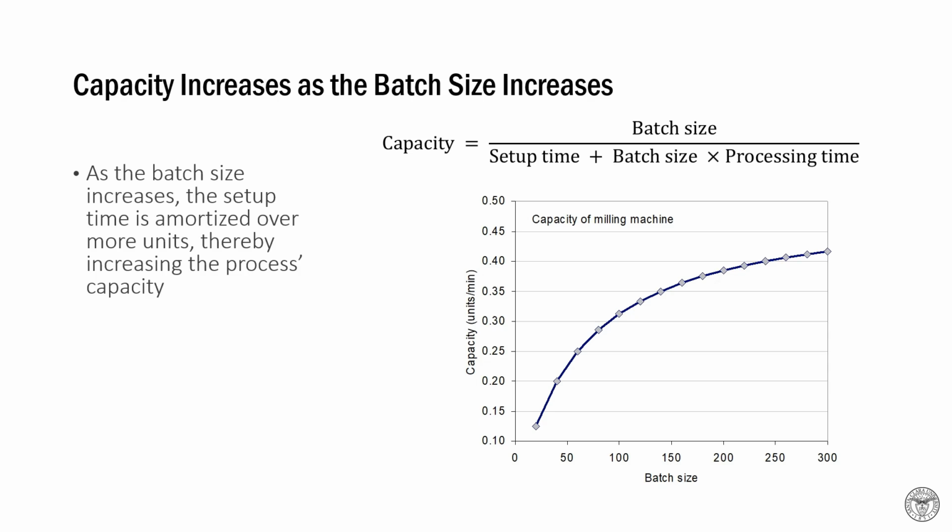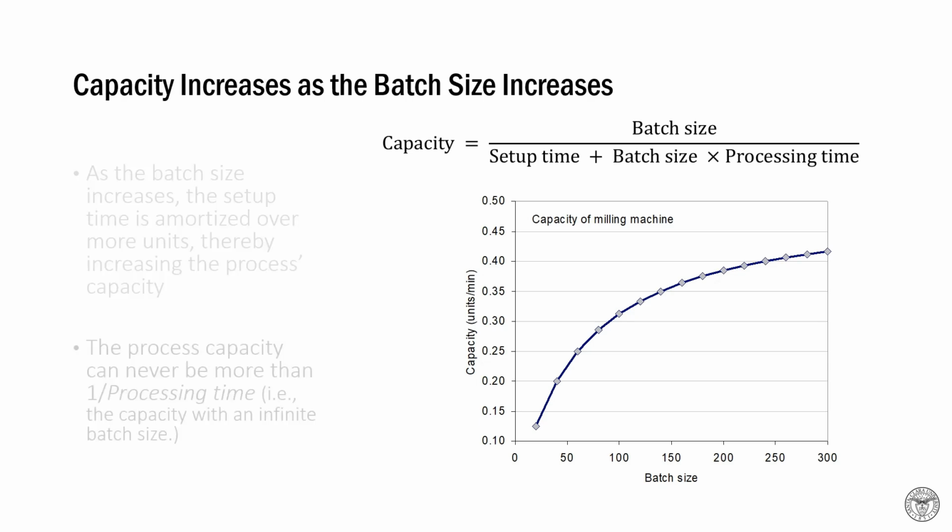As we know, the principle is quite straightforward. As we increase the batch size, the setup time, which is a significant part of our operation, is distributed over more units. Essentially, this means we are able to accomplish more within the same time frame, thereby effectively increasing our process capacity.